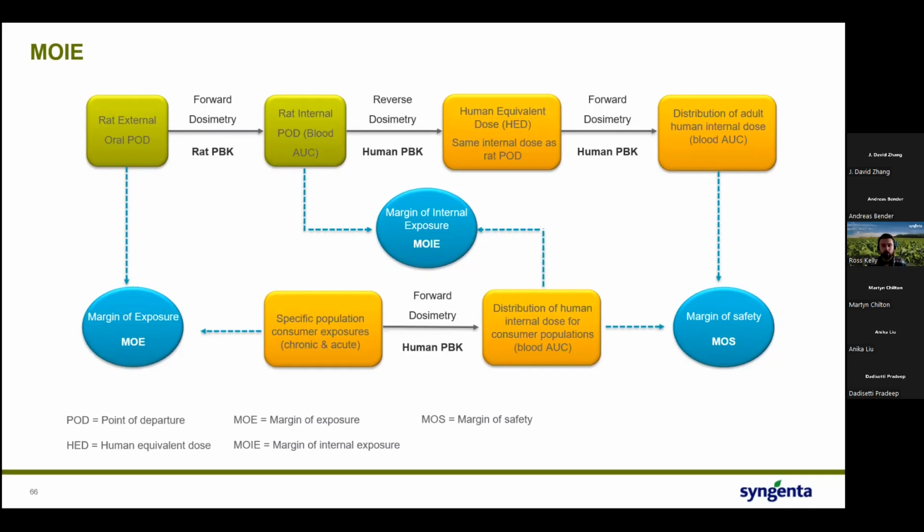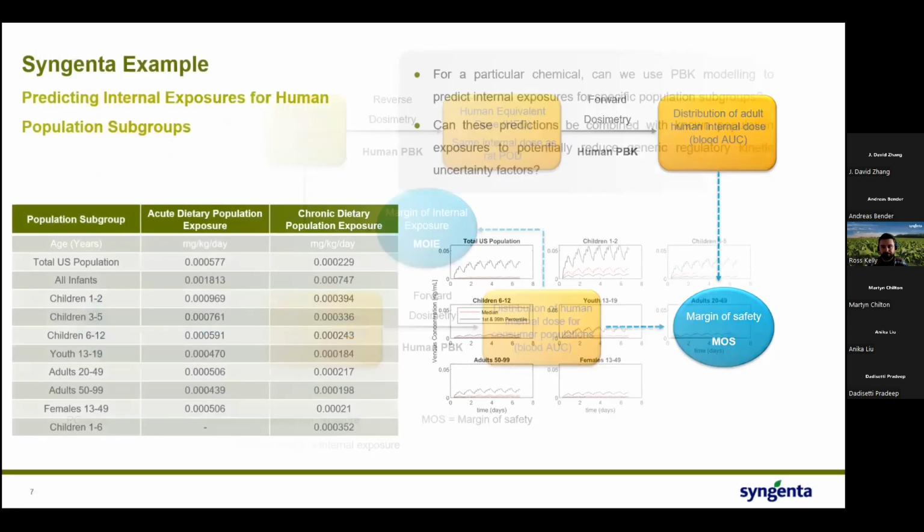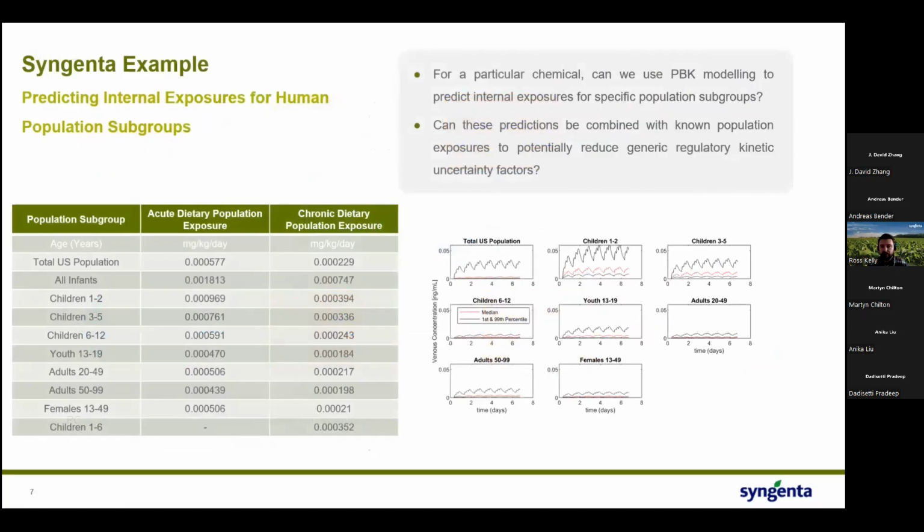And with modeling, we can go one step in, we can go through different species, and we can try and get an internal metric. So we'll come back to this slide as this forms the basis of what we're really trying to achieve, but we're just looking for a better understanding of the kinetics to address that uncertainty. So I'll take you through an example of where we've used PBK modeling to predict these internal exposures in an attempt to address these uncertainty factors.